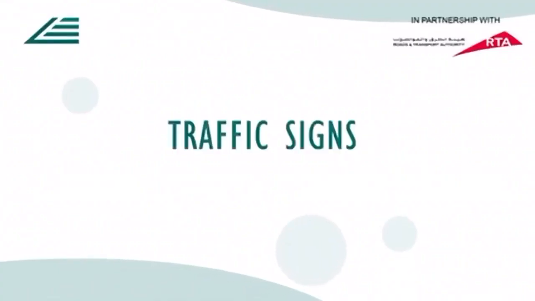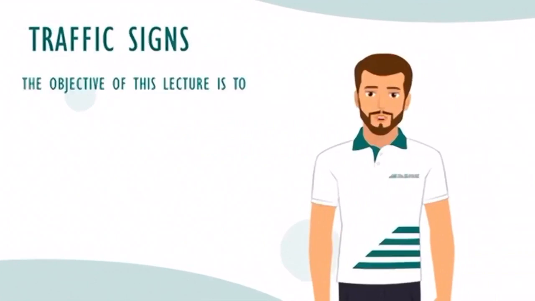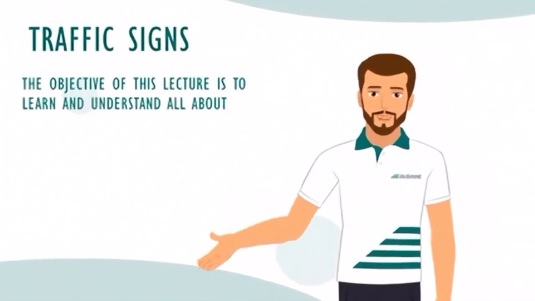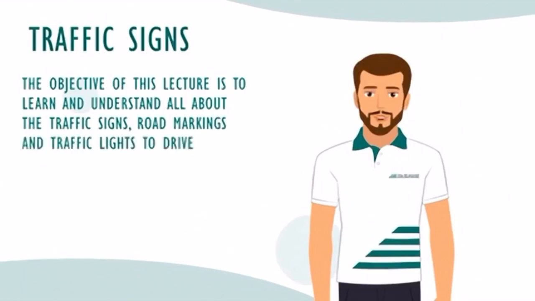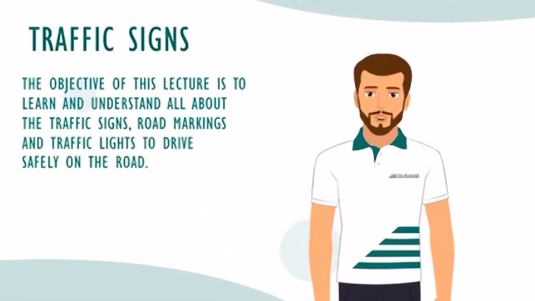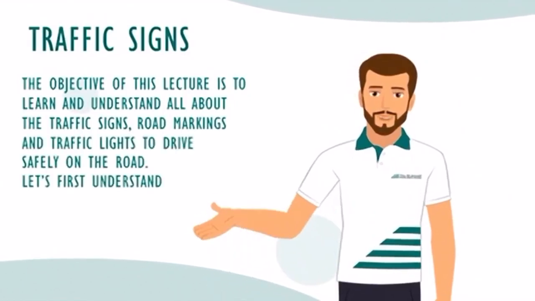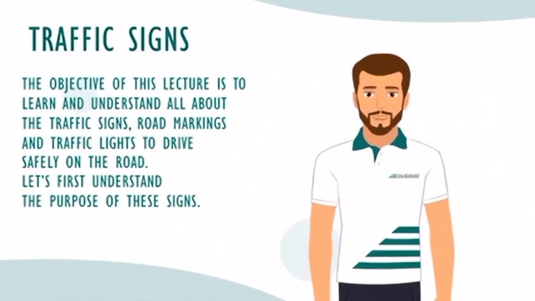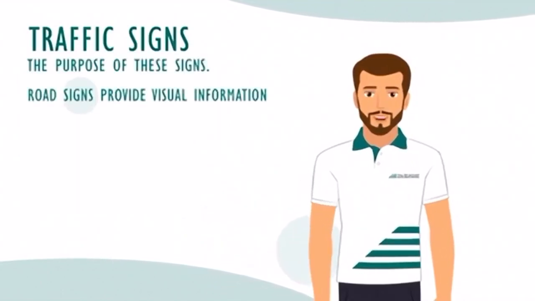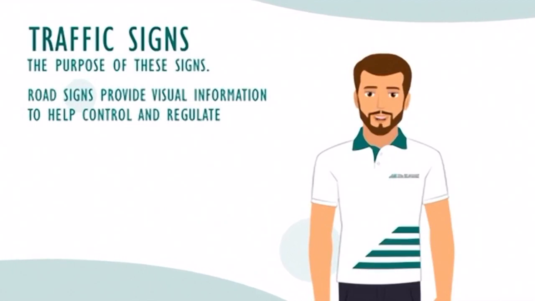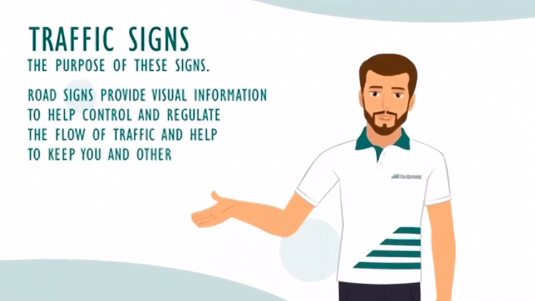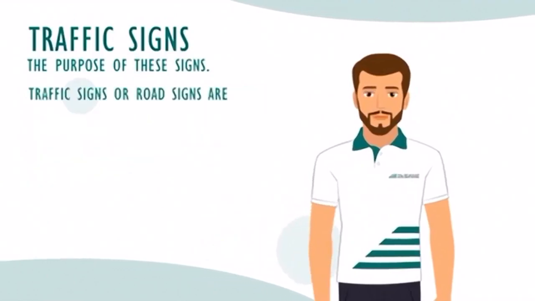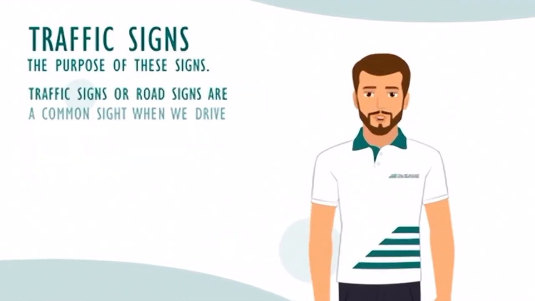2. Traffic signs. The objective of this lecture is to learn and understand all about the traffic signs, road markings, and traffic lights to drive safely on the road. Let's first understand the purpose of these signs. Road signs provide visual information to help control and regulate the flow of traffic and help to keep you and other road users safe. Traffic signs or road signs are a common sight when we drive along any road.